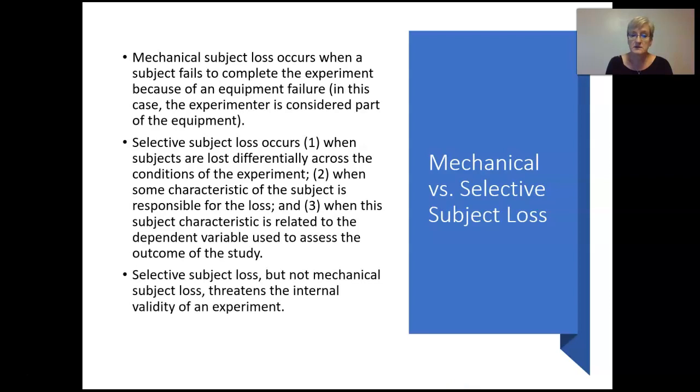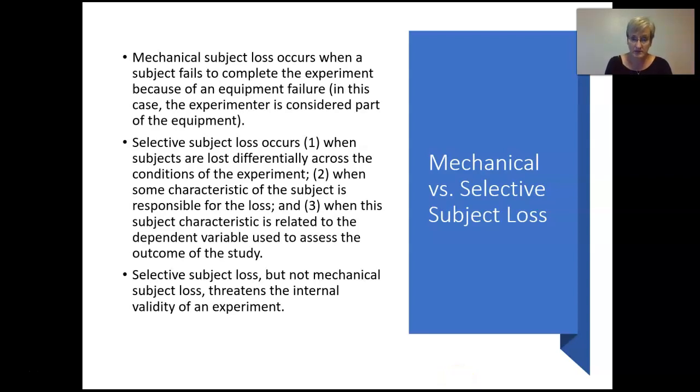Selective subject loss is actually a threat to the internal validity of the experiment. Mechanical subject loss, while it can be really annoying and devastating when it happens, breakdowns in the mechanics of collecting data are not an internal validity issue. They are a problem that needs to be solved, and while you may lose data points, you don't have an interpretation problem.